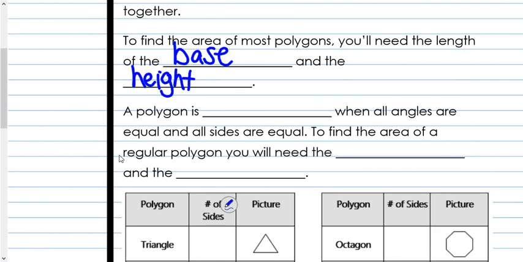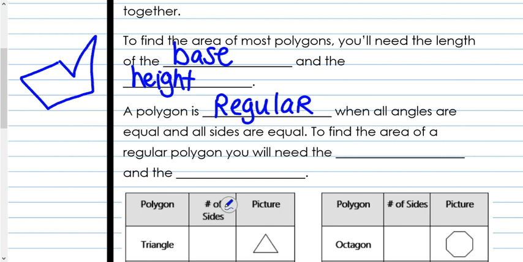So when all angles are equal and all sides are equal, we say that that polygon is a regular polygon. Okay, so for example, all of those sides do not look equal to me, and all those angles are not equal. So that would not be a regular polygon. But if I draw a perfect square with 4 straight sides and 4 equal angles, that would be a regular polygon.